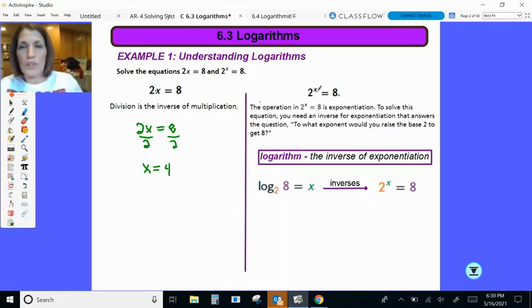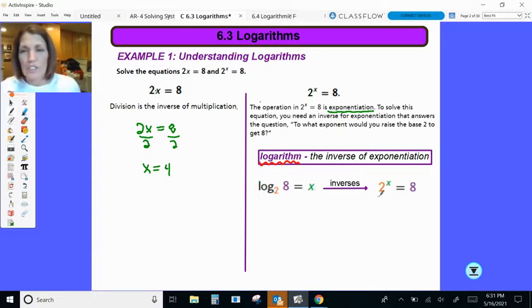Well, what do we do over here when this is 2 to the x power? So the operation here is called exponentiation. So it's an exponent, so it's called exponentiation. To solve that equation, you need an inverse operation for exponentiation. So to what exponent would you raise the base 2 to get 8? And so a logarithm here is the inverse of an exponentiation. So think about logarithms and exponentiation as inverse operations.